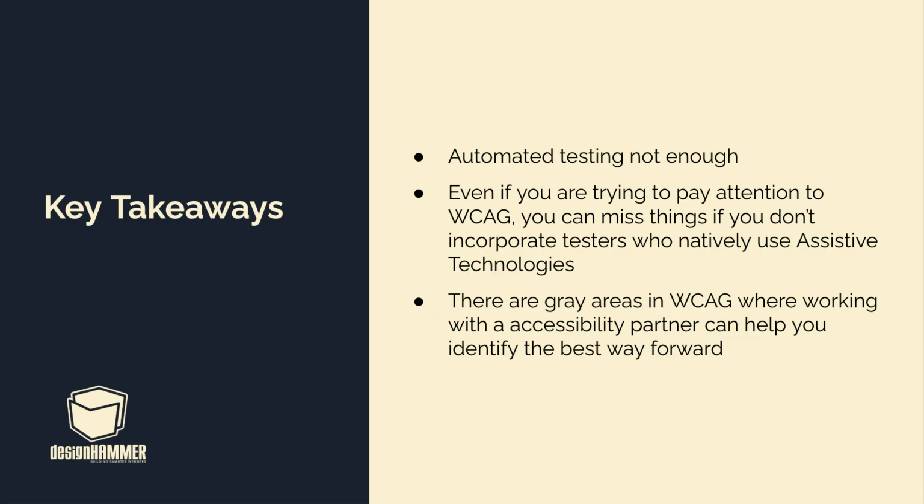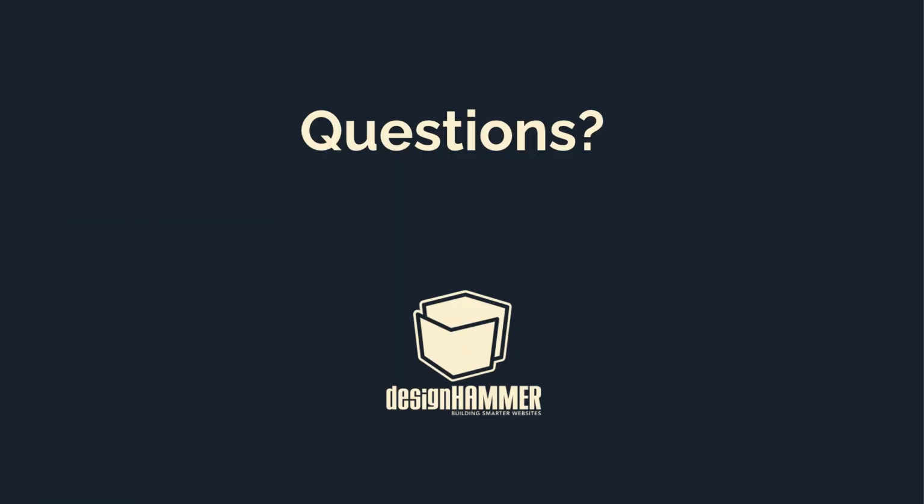Key takeaways: automated accessibility testing is not enough. Even if you're trying to pay attention, particularly if you're not a native user of assistive technology, you can miss stuff. So, both for that reason and when you run into gray areas, which if you've got a complex website is not unreasonable that you would, working with someone who uses assistive technology natively can really help out a lot and help you figure out what's actually useful for users. So that's kind of the case study.